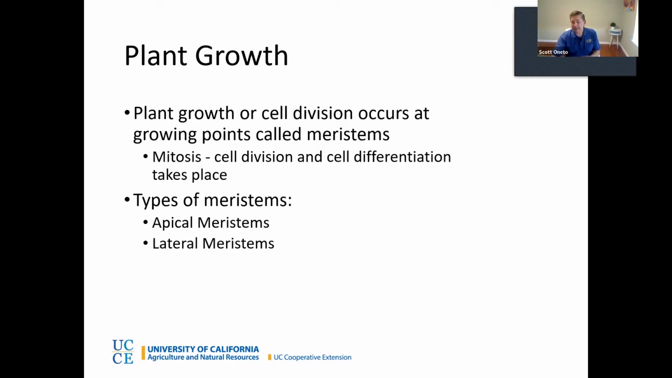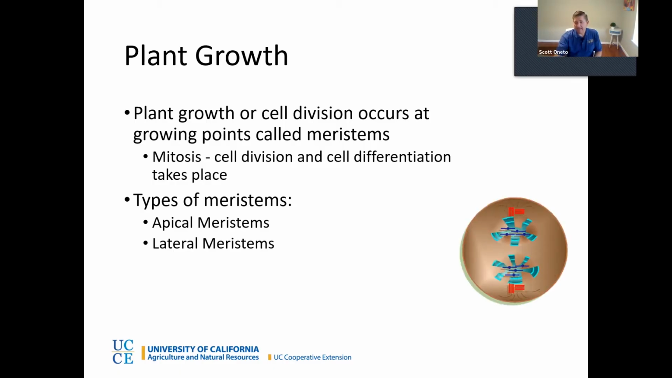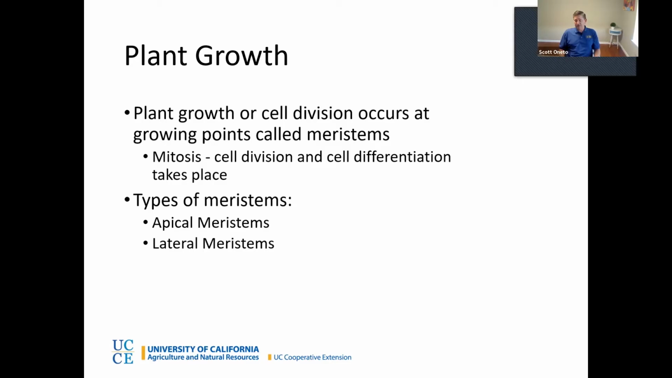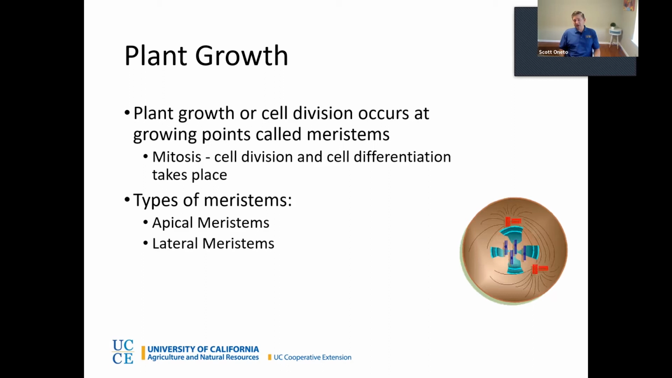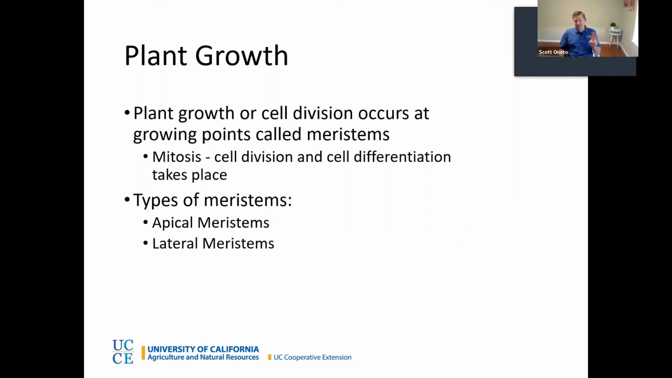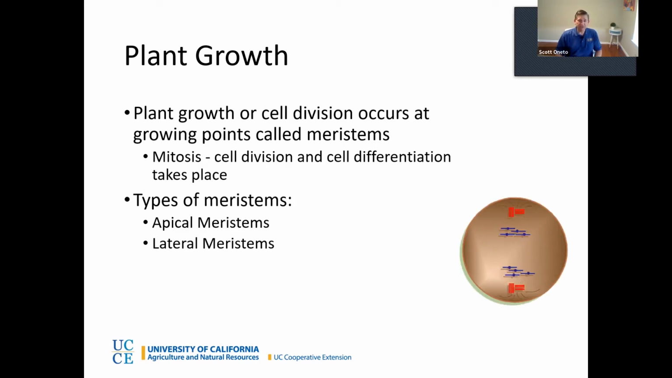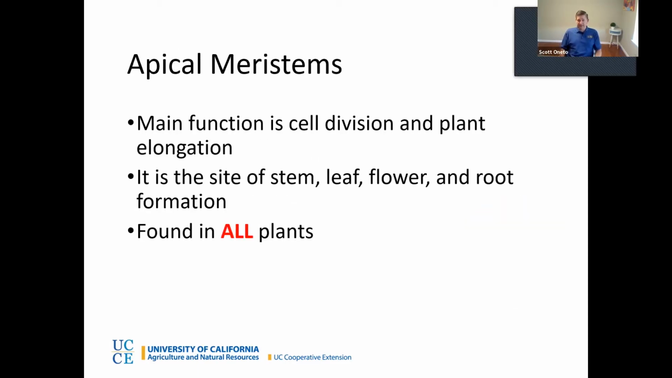And so we have a couple of places where cell division or mitosis occurs, and they occur at these regions called meristems. And in plants, we have 2 main meristems that we're going to talk about. The first is what is called an apical meristem. And so these apical meristems are responsible for cell elongation and cell division. And so this is where we get the formation of all the plant parts.